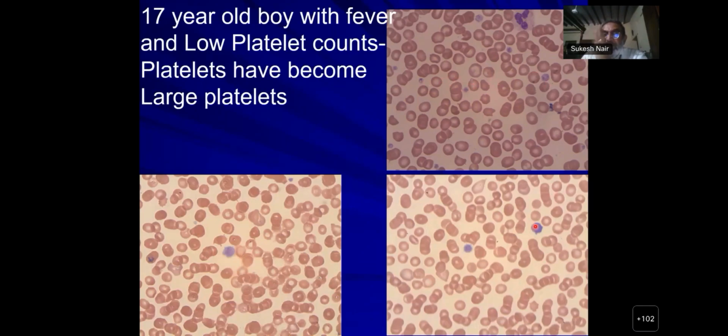So young platelets are large because it's a stress hematopoiesis. There's peripheral platelet destruction. The marrow is trying to produce more platelets. It starts producing large platelets. So these I would call large young platelets because they are looking more blue, and therefore I know that they are very young. So you can see this is also very blue, and they are large.